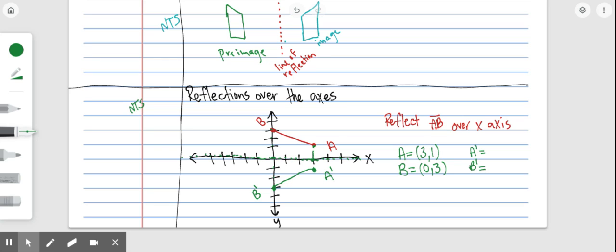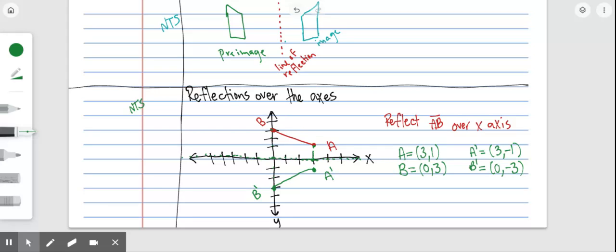All right, so the coordinates for A prime are 3, negative 1. And the coordinates for B prime are 0, negative 3. Okay, do you see a pattern that happened between A and A prime and B and B prime? Do you see that pattern that has happened here? Okay. So there's actually a reflection rule.